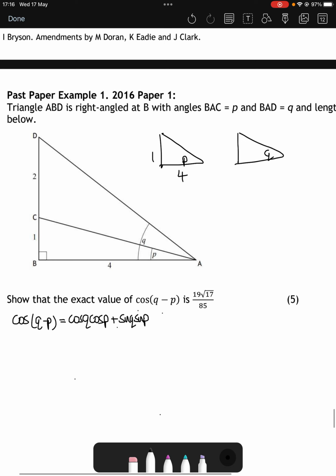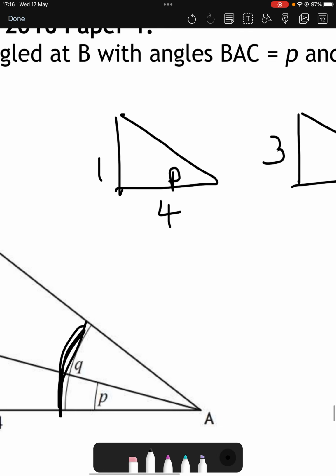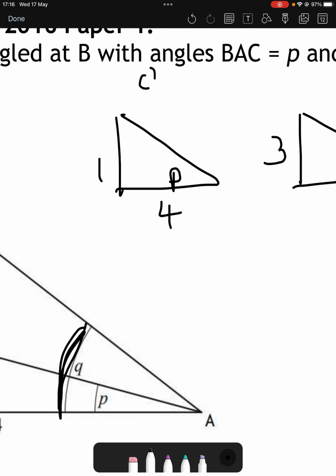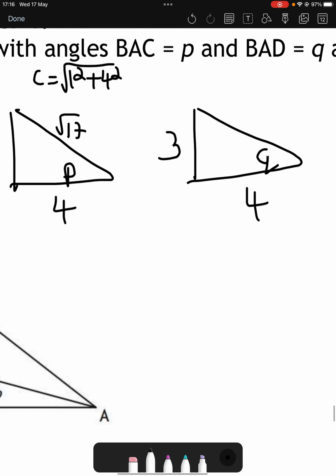Q is the big one. That's still going to be 4, because that's this full bit here, but the height must be 3. So we're missing sides, we're missing our hypotenuse, so we're going to work that out. Going to go straight into the square root bit. So 1 squared plus 4 squared, square rooted, square root of 17. Then that one's easy, it's a 3, 4, 5 triangle.